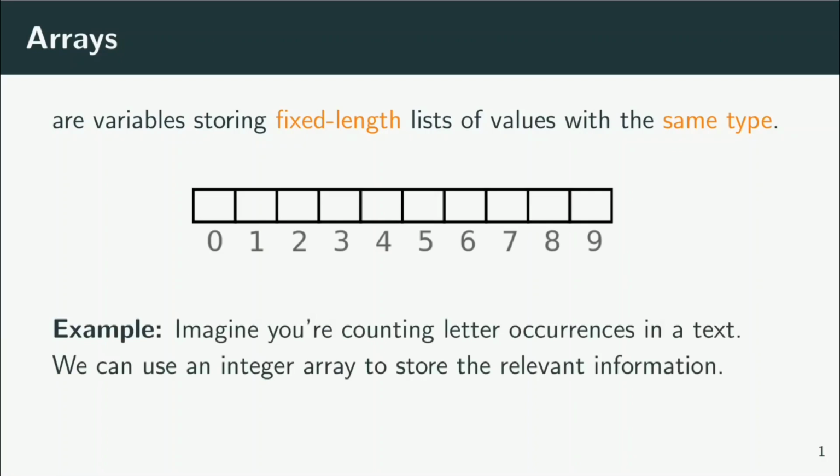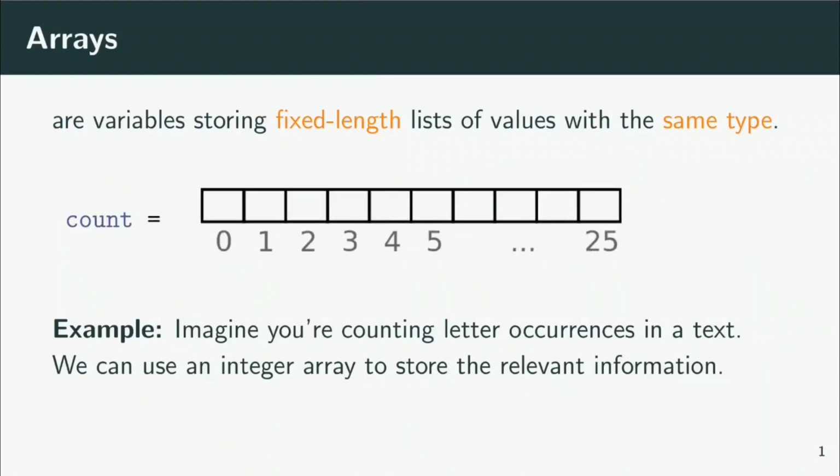So imagine you're counting the number of times each letter of the alphabet appears in a given text. You could use an integer variable to store the number of A's, another integer variable to store the number of B's, and so on. But this, of course, wouldn't be very economical in terms of the identifiers that you're using. Instead, what you can do is use an array, that is a single identifier that points to a list of, let's say, 26 different integer variables.